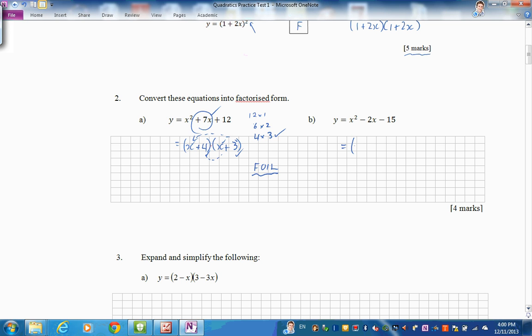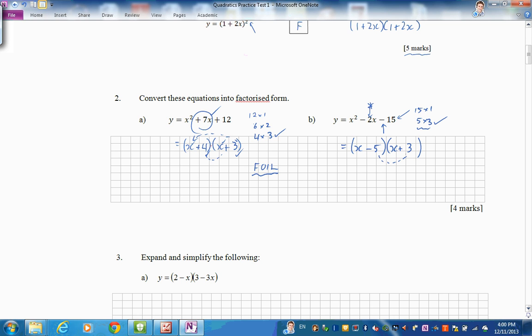You've got 3 terms and you know that's what's produced by an expansion using FOIL. So I'll put that much. Factors of 15: 15 and 1, try 3 and 5. I think that's the one because we have negative 2 in there. So one has to be positive and one has to be negative. And the larger one wins here, the larger in size. So we'll make it negative 5 and positive 3.